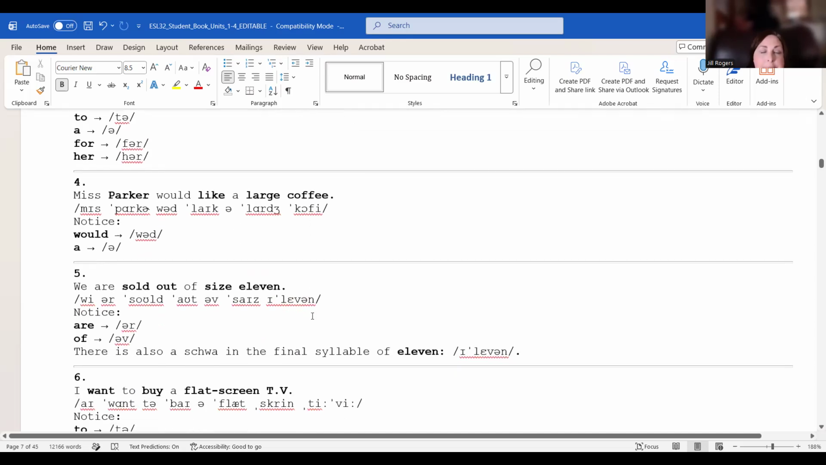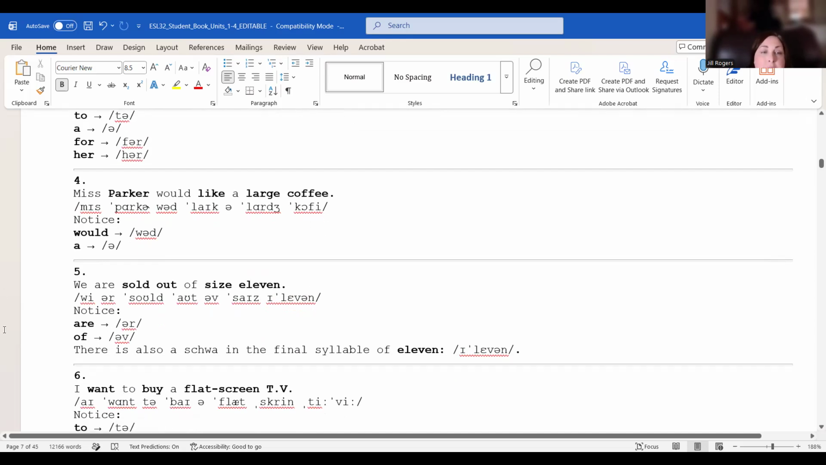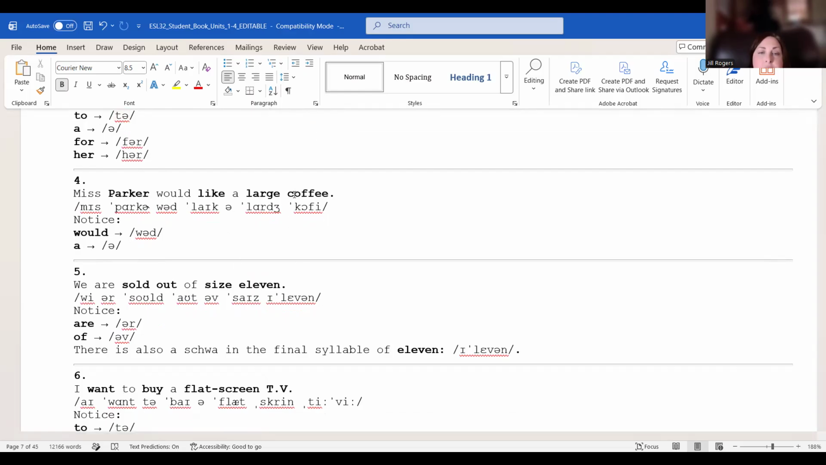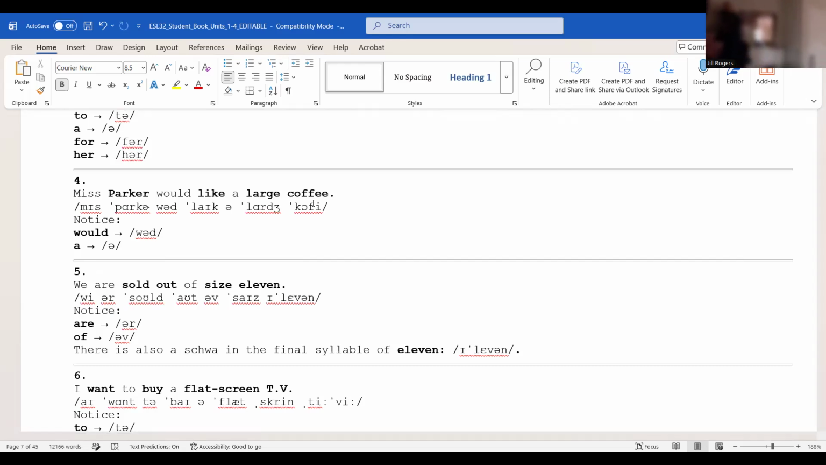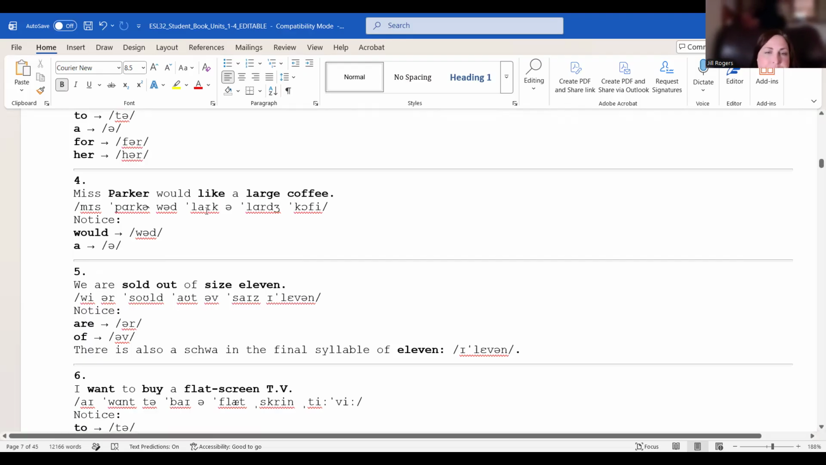All right, next. Exaggerated: "Miss Parker would like a large coffee." One more time. More natural: "Miss Parker would like a large coffee." Again, you see that the content words are the words that are stressed. This is a proper name, a noun, proper noun, verb, adjective, and noun. Okay, so those are the words that are important because they give meaning to the sentence.